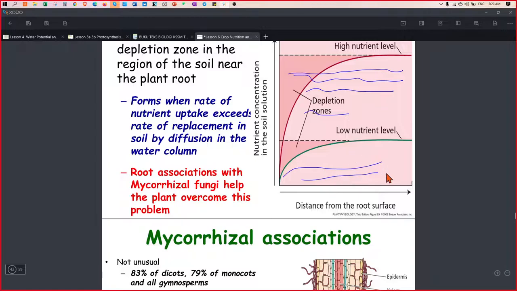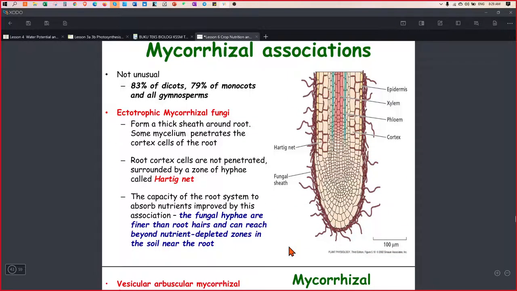So even though the distance from the root surface is farther now, these fungi can act like extra hands to grab the nutrients from the farther region. Okay, so there are a few types of mycorrhizal interaction.